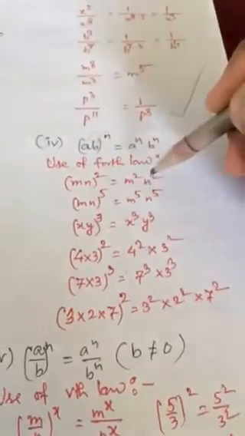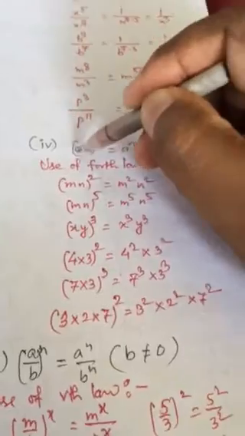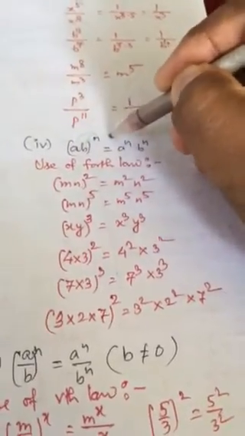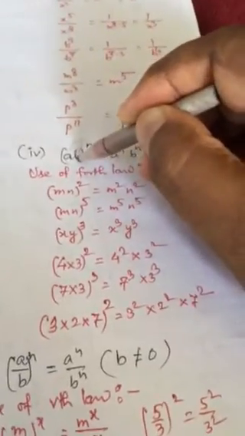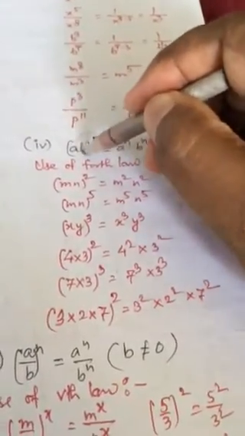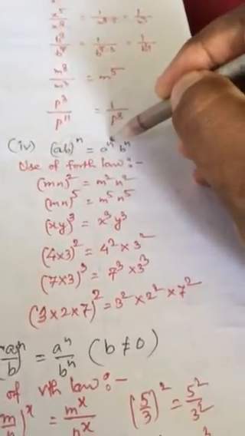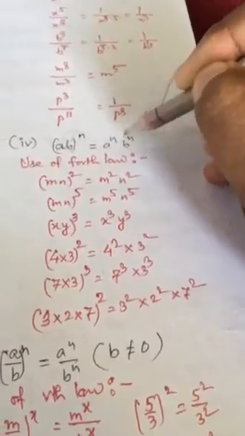To the power n, so it is m square n square. There is multiplication in between. Okay, (a multiply b) to the power n equals a to the power n, b to the power n. (a multiply b) to the power n, both have the same power. So (a multiply b) to the power n equals a to the power n multiply b to the power n. There is no sign, which means there is multiplication.